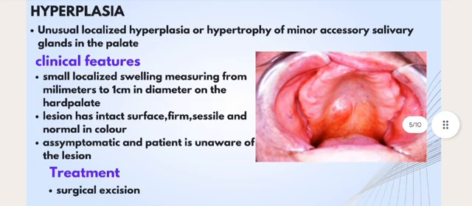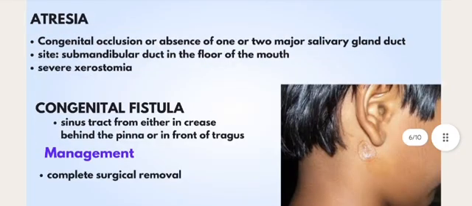Unusual localized hyperplasia or hypertrophy of minor salivary gland is seen in the palate. The clinical feature is a small localized swelling measuring from millimeters to 1 centimeter in diameter on the hard palate. The lesion has an intact surface, is firm, sessile and normal in color, asymptomatic, and the patient is unaware of the lesion. Treatment is surgical excision.